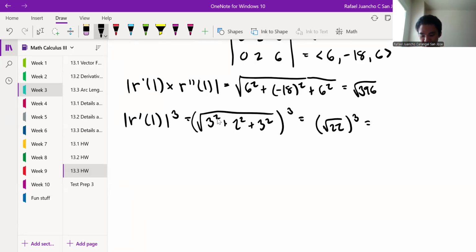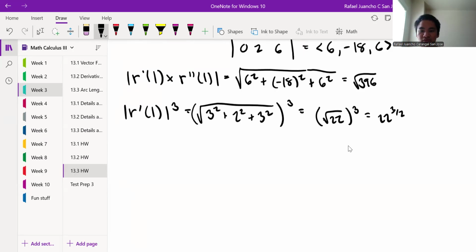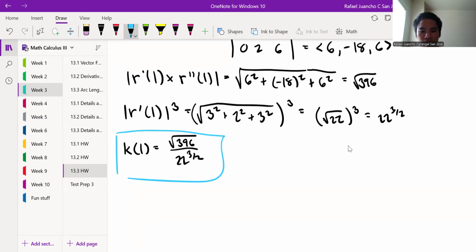Can I simplify that? I don't think so. No. So I got 22 to the power of 3 halves, right? Then from there, I can just, I got it. So now I can just say my curvature at 1 is just this thing. Okay, I got a different one, but I guess it's fine.